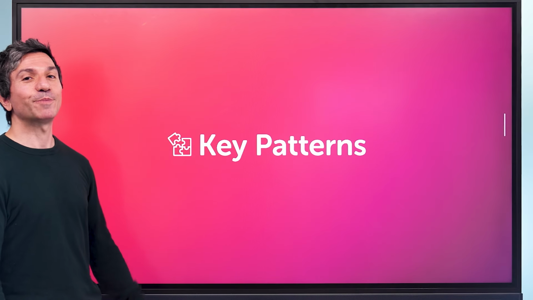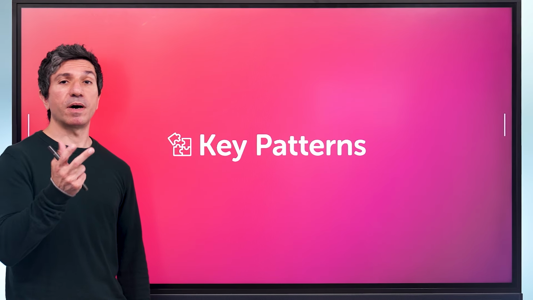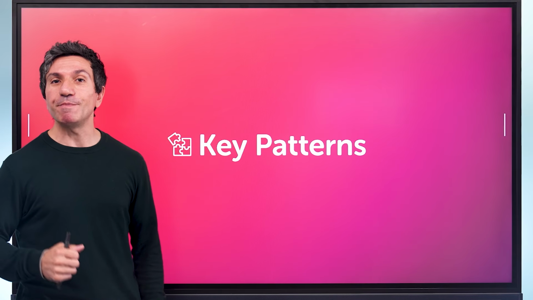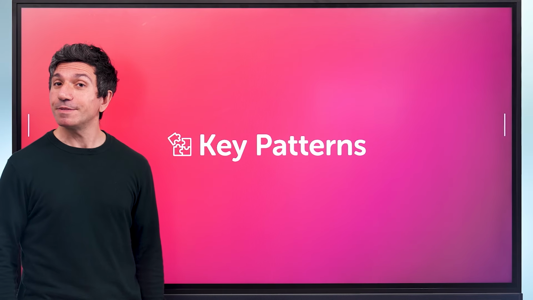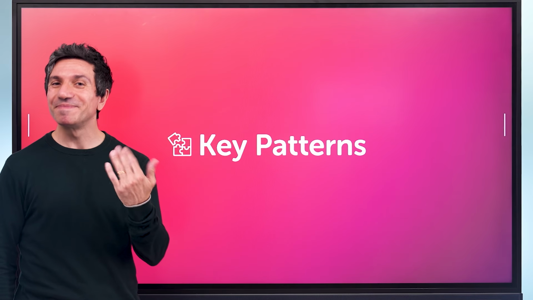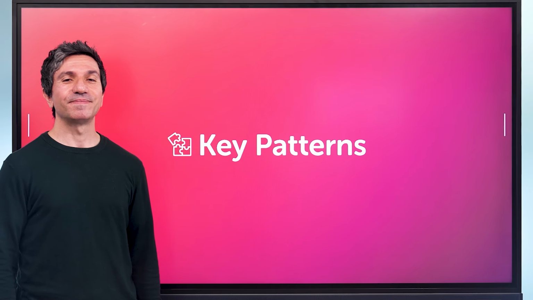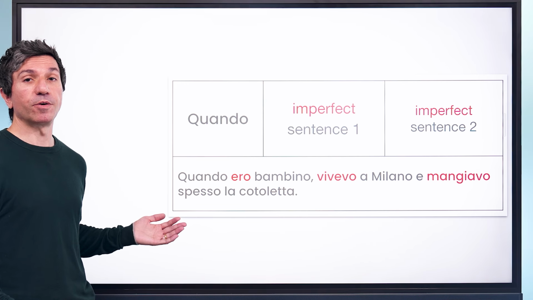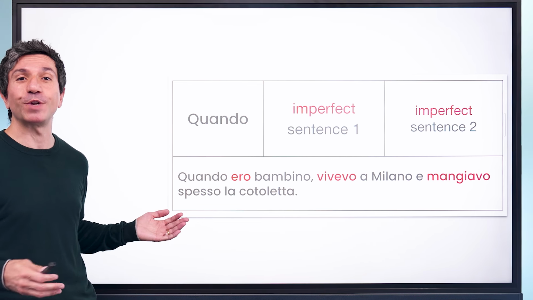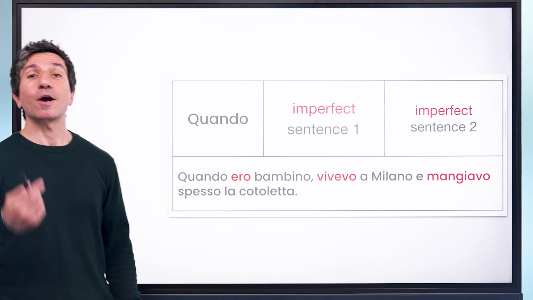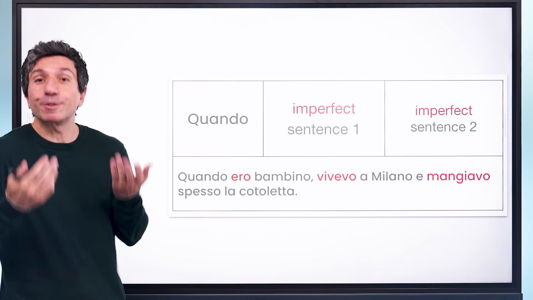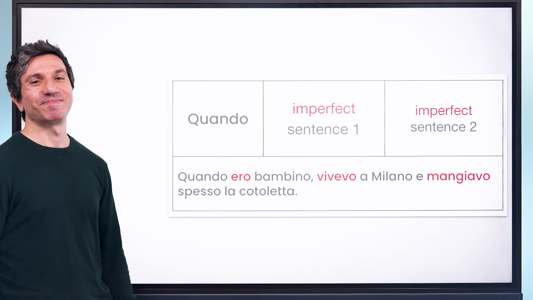Let's look at the sentence pattern. Do you remember how the character said, when I was a child, I lived in Milan and often ate cutlet? Quando ero bambino, vivevo a Milano e mangiavo spesso la cotoletta.